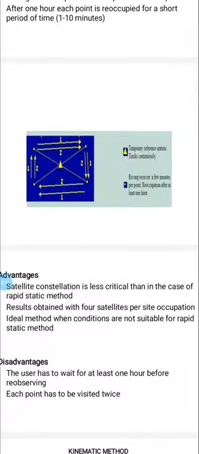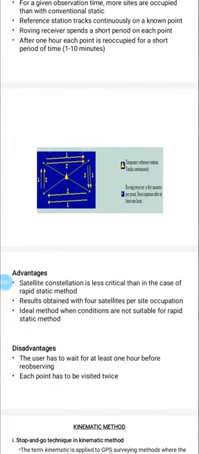Satellite constellation is less critical than in case of rapid static method. That is, satellite constellation means satellite group is less. Okay, results obtained with 4 satellites per site occupation. Ideal method when conditions are not suitable for rapid static method. Disadvantages: the user has to wait for at least 1 hour before reobserving. Okay, only after 1 hour we need to reobserve.